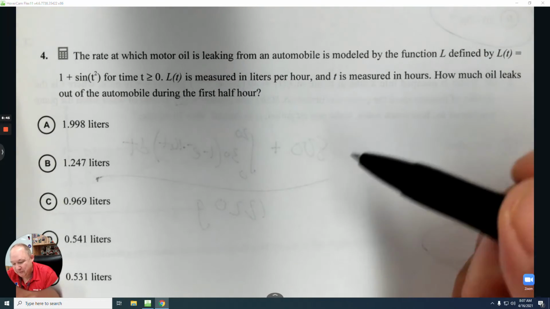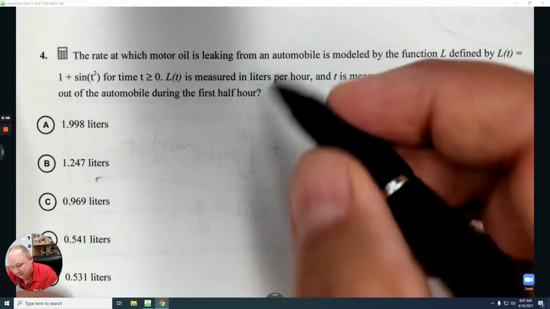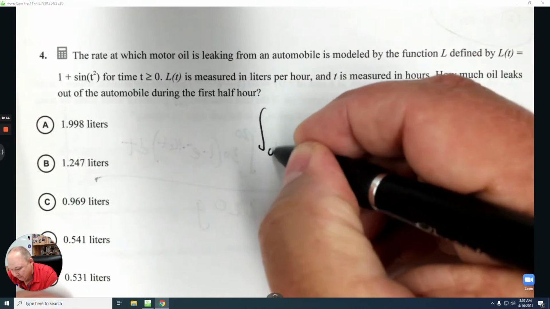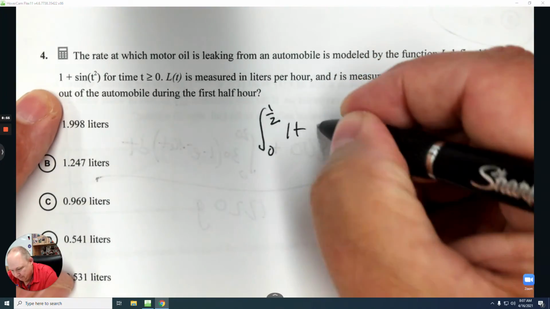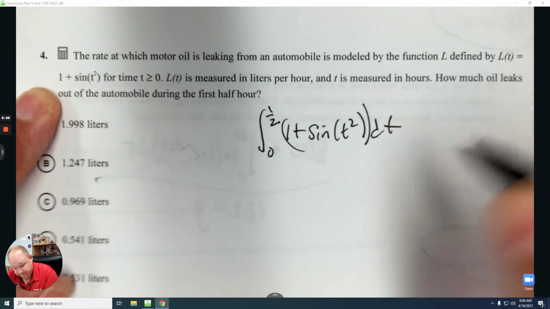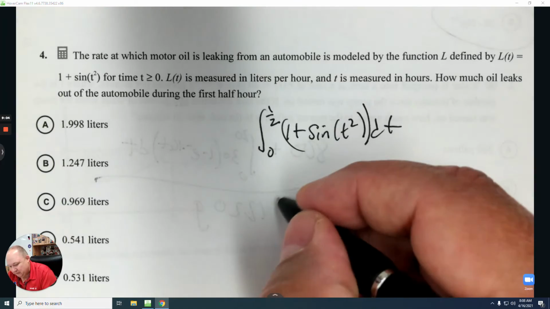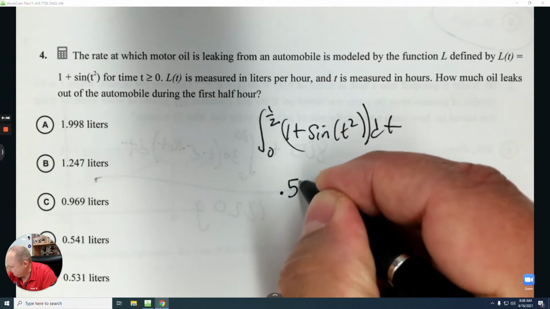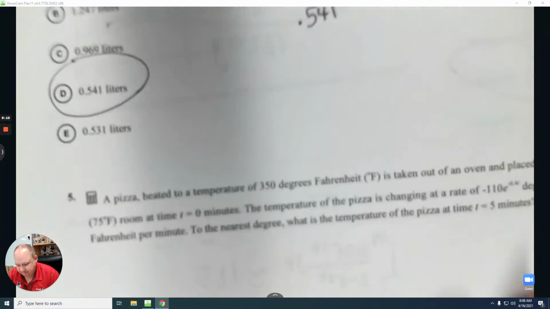The rate at which the motor is leaking oil is defined by that. It says how much oil leaks in the first half hour. So it's per hour, and 0 to 1/2 is what we're looking for. Then it's the integral of 1 plus sine t squared dt. That tells you how much oil is leaking. Press pause and try it with your calculator. The answer is 0.541.